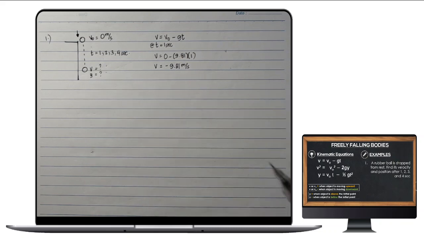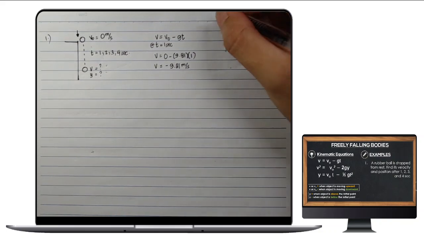As you can see in our figure, since the object is dropped from a certain point above, binitawan siya, so most likely his velocity will also be directed downward. So that's why negative yung ating nakuha. So let's find its position.